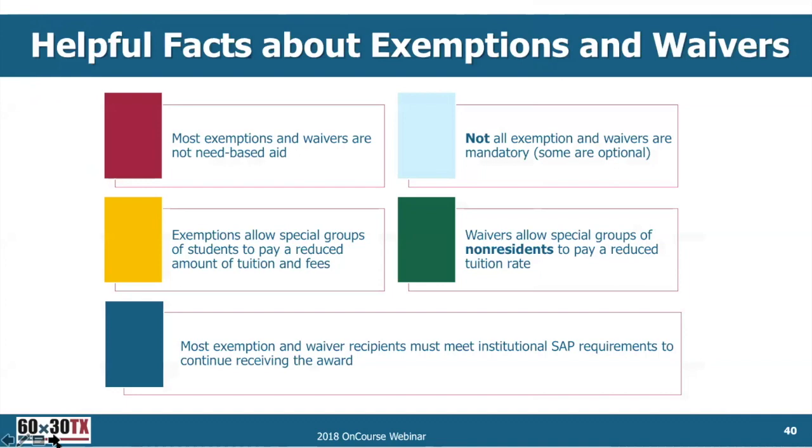I just want to say exemptions are typically for special groups of students that either wipe out or provide a reduction in their tuition and fees. Waivers are usually for non-residents who have moved here from out of state to help reduce fees, and typically they are for military type waivers. And usually the student does have to meet SAP requirements to receive the award going from year to year.